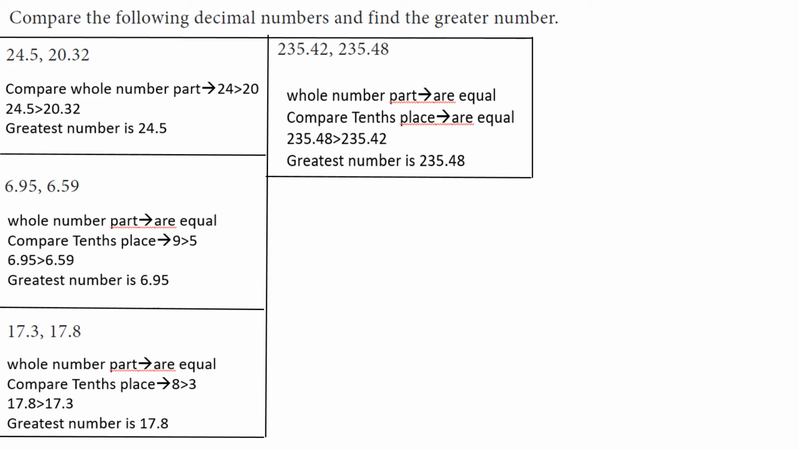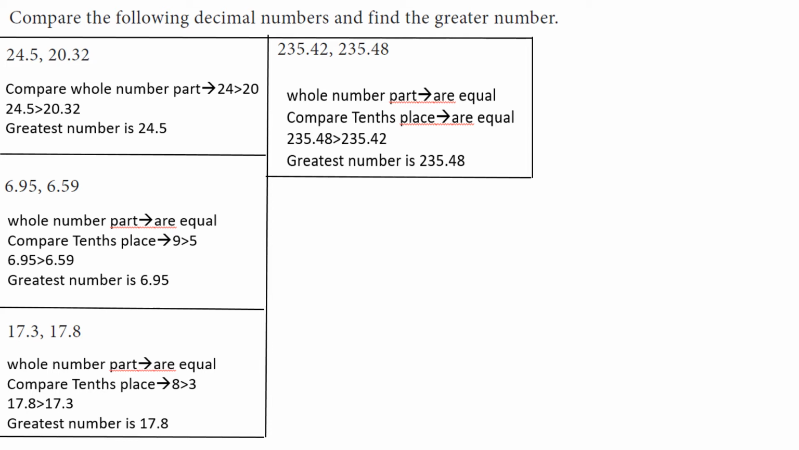Next 17.3, 17.8. First compare whole number part, 17, that is equal. 10th place 3 and 8. Here 8 is greater than 3. Therefore 17.8 greater than 17.3. Greatest number is 17.8. Next question.